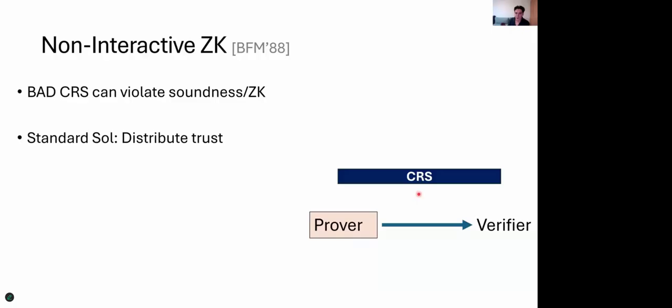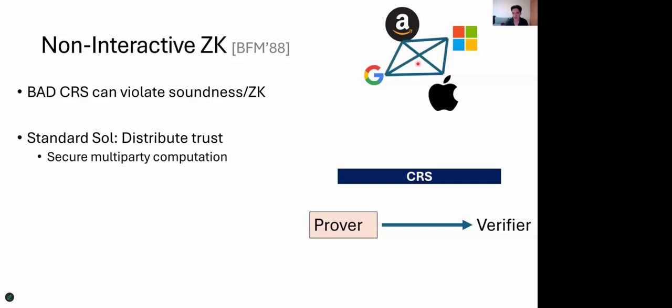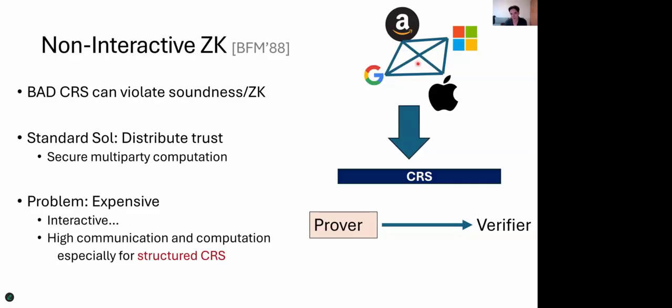And the standard solution is to distribute the trust. We'll have a bunch of authorities. We'll use, say, an MPC protocol to jointly generate the CRS. And we have the guarantee that as long as we have honest majority, then the CRS is good. The problem is that this solution is typically expensive. It's interactive. It typically has high cost in communication and computation. And this is especially true for structured CRS. Think about generating RSA public parameters.